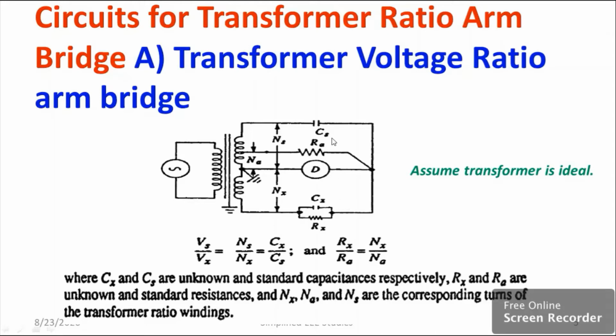And we have a standard capacitor, or you can call it a standard condenser. At the time of design, you need to select the value of the standard condenser. Similarly, Ra is the standard value of resistance. And you can see Ns and Nx. These are the number of turns corresponding to particular arms. This is arm number 1. That means Ns is the number of turns corresponding to arm number 1 and Nx represents the number of turns corresponding to arm number 2.